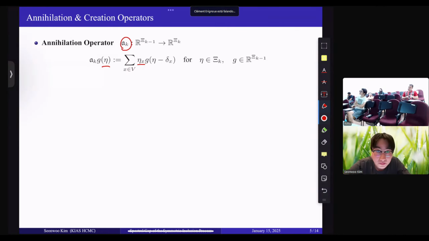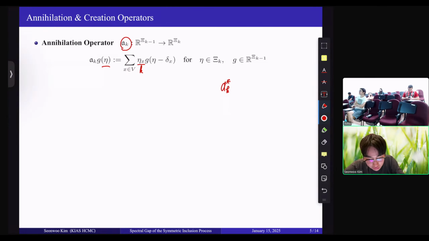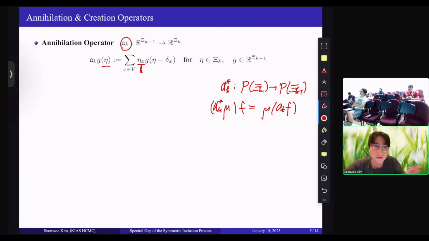Sorry, so A_k goes from k to k-1, no? In this notation, you should go from k-1 to k. But the reason why we call it annihilation is that you can think about the dual operator, now from k to k-1, from measure to measure, and in this sense it goes from k to k-1. But in the space of functions, we should go the other way around. Okay, thanks. So we just fixed the notation without normalizing by the factor k.